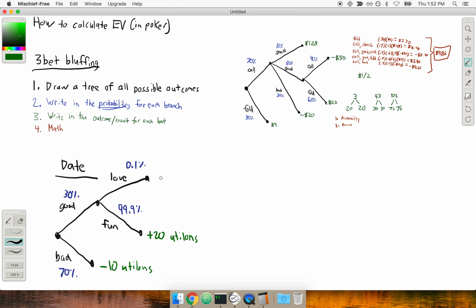So now we get to the interesting point of what's the value of falling in love. If we said 20 for having a fun time, how much more valuable is it to fall in love than to have a fun time? It's probably more than 100 times, maybe 1,000 times more valuable. I don't know. Let's say it's 1,000 times more valuable. So 20, 10, 100, 1,000. So plus 20,000 utilons.